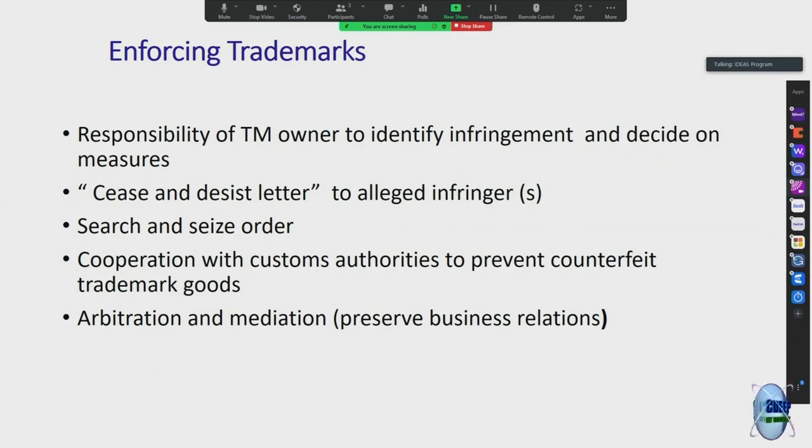Typically, whenever you notice this, you issue them a notice, which is called a cease and desist. Tell them, look, I have identified an infringement. I hereby ask you to cease your operation and desist from selling those goods. That is a standard letter, and it is called a cease and desist letter. If the guy complies, it's fine. If not, you go to court, showing evidence that it has been infringed, and the court will issue what is called a search and seizure order. So, the police will be asked to go and search the premises of your competitor or infringer and seize whatever goods are there carrying that trademark.